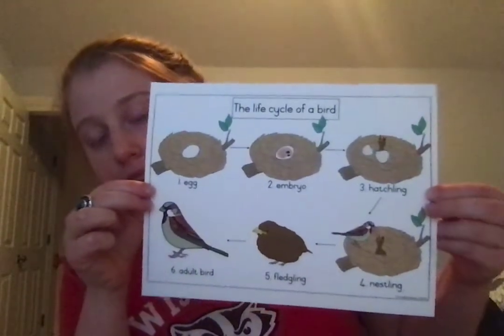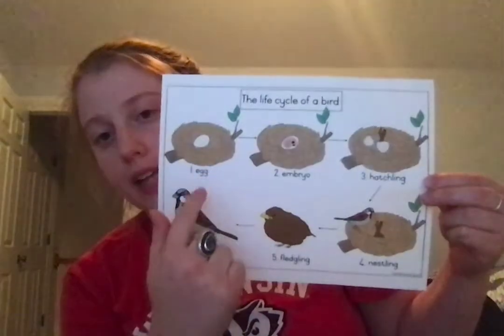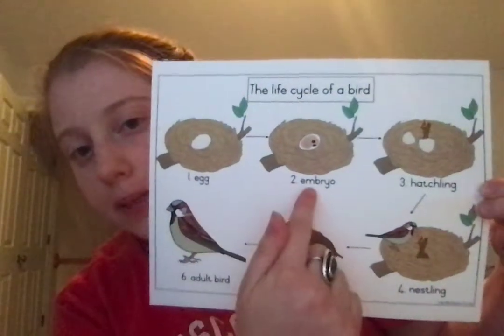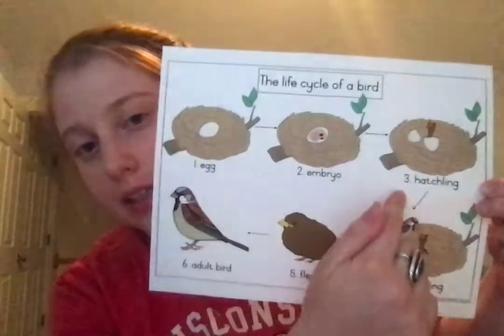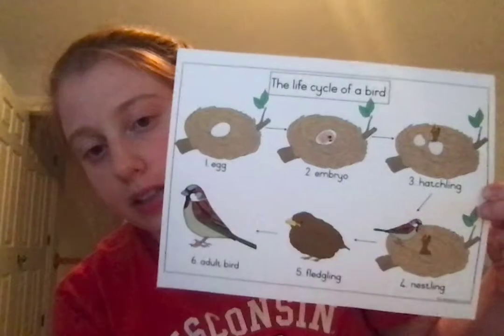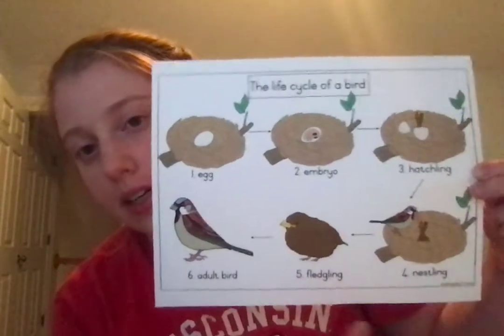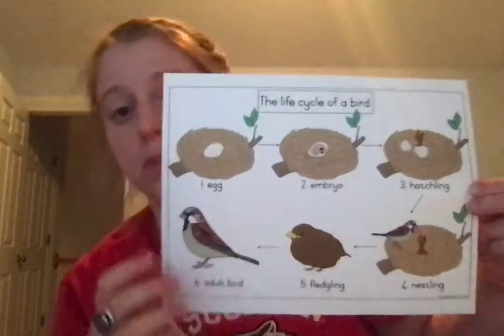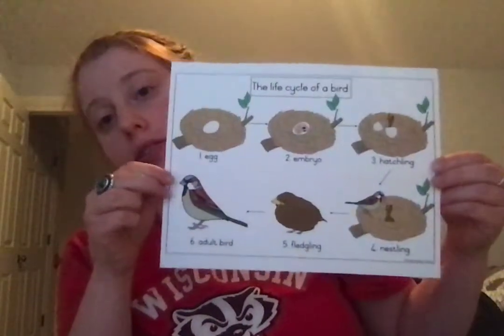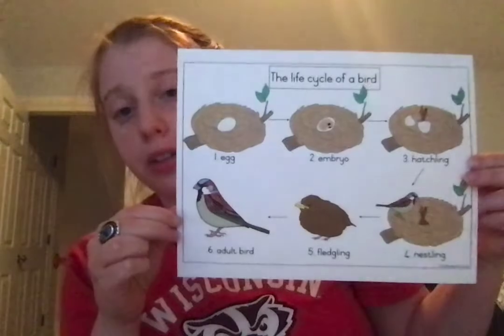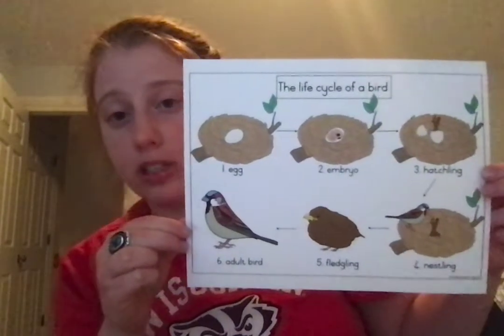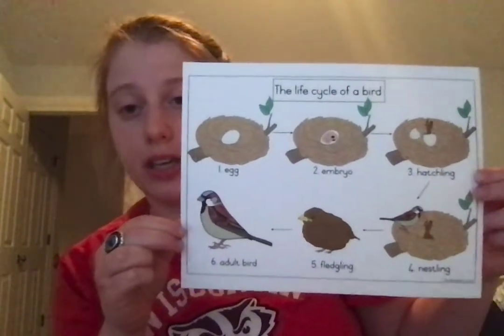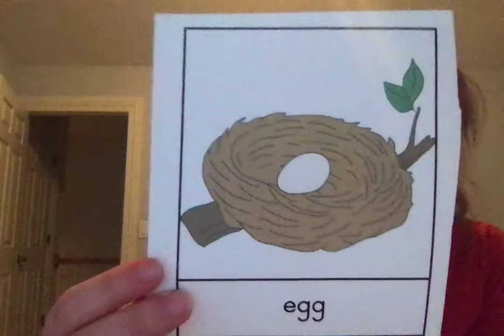There are 6 stages. So it starts as an egg, then it becomes an embryo, then it becomes a hatchling, then it becomes a nestling, then it becomes a fledgling, and then it becomes an adult bird. That's most often what we see flying around, are adult birds. So we're going to learn a little bit more about each of these stages of the life cycle of a bird. So the first stage is that the bird is an egg.